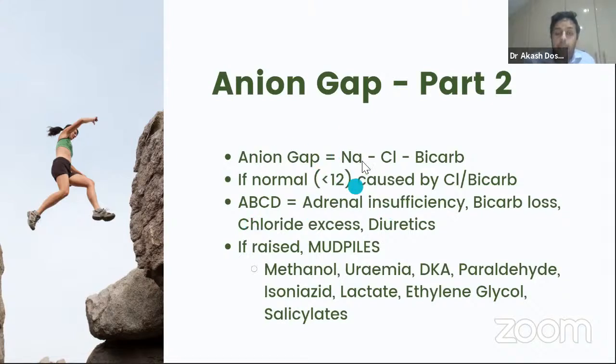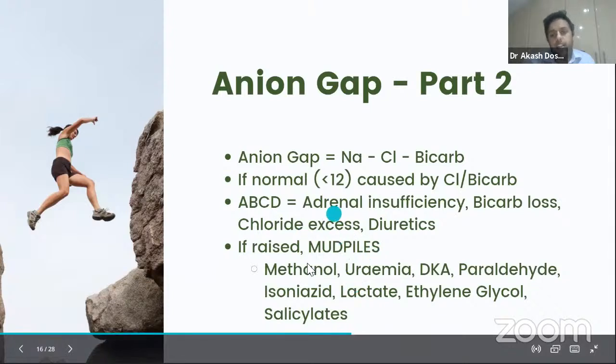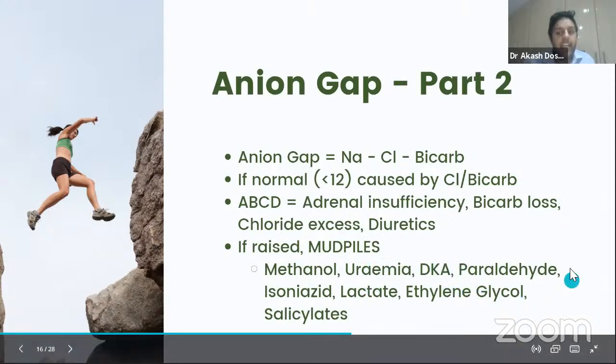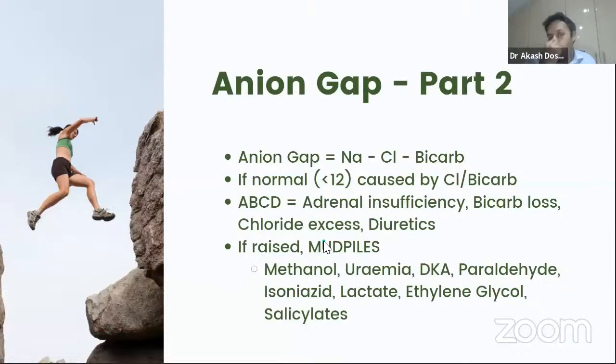In contrast, if the anion gap is abnormal, i.e. it's a high anion gap, i.e. above 12, you're thinking MUDPILES, and there's a couple of other acronyms out there which you can search. Methanol, uremia, DKA, paraldehyde, isoniazid, lactate, ethylene glycol, salicylates. Ethylene glycol is antifreeze, by the way. Essentially, you're usually going to know if your patient has got kidney failure or DKA because of the high glucose, they've taken some sort of substance, or the lactate is high. So usually you will know.